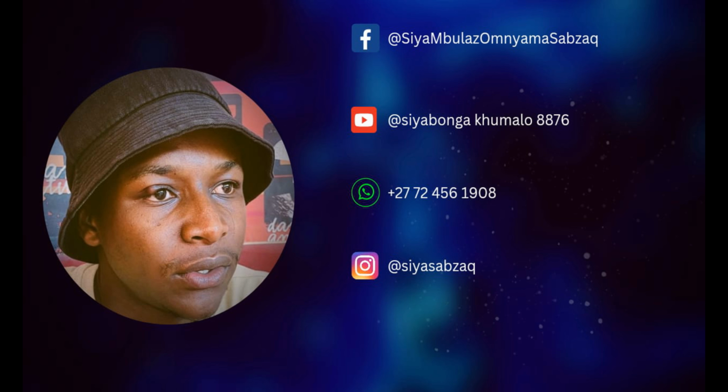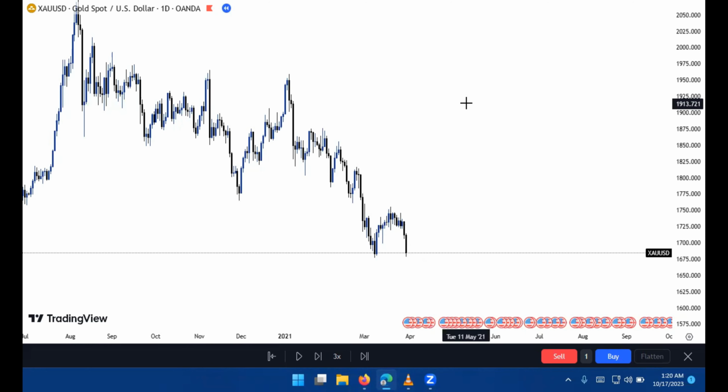As we are about to backtest gold, without further waste of time, guys, let's quickly jump into the chart and see how the market moved from where we are now till it reaches our take profit.